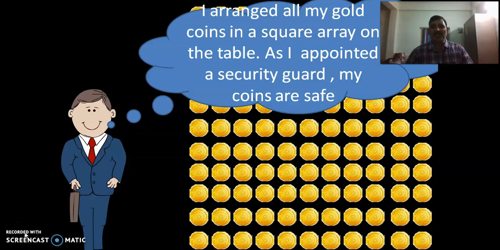Hi students, good morning. Now we are going to learn division lemma, or Euclid's division lemma. For that, let us consider one situation. A person has some gold coins. All his gold coins are arranged in the form of a square area on a table, and for security purposes he arranged a security guard, and he thought that his gold coins were safe.